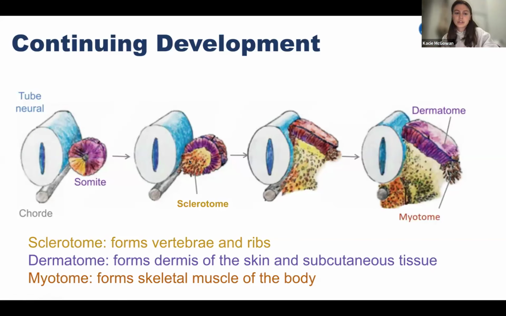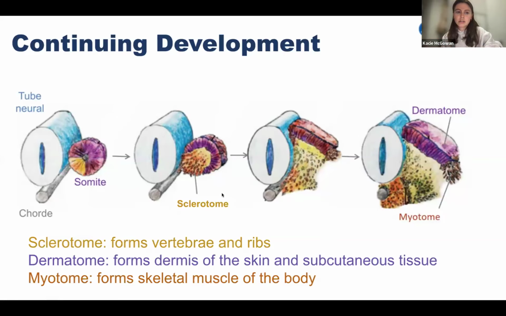And you can see it's close to the midline here. And then your dermatome, which is out here, more superficial, will form the dermis of the skin and the subcutaneous tissue. It's got that derm prefix. And then our myotome, which is a little bit deeper here, will form the skeletal muscle. I did say of the body, of the axial skeletal muscle.